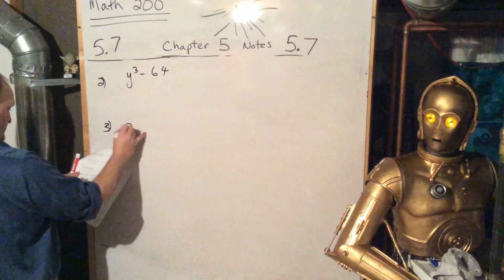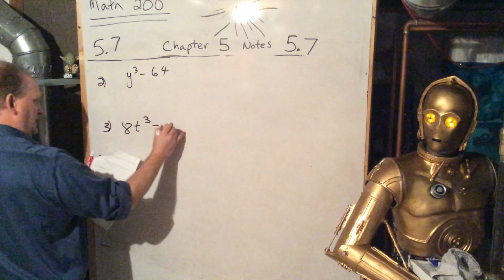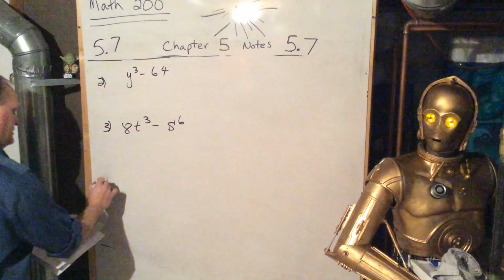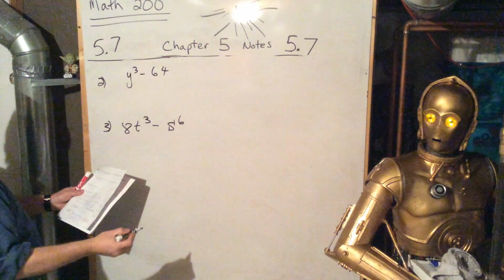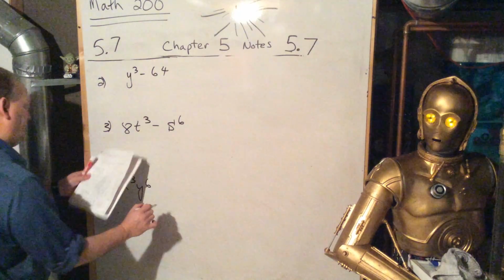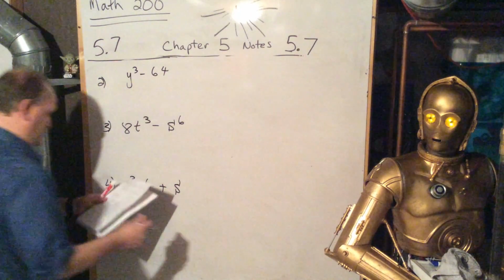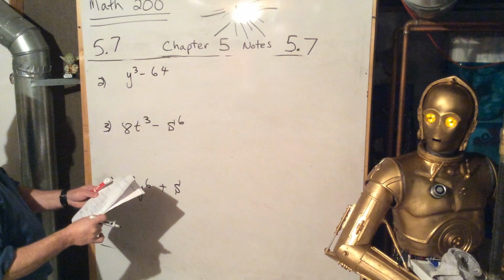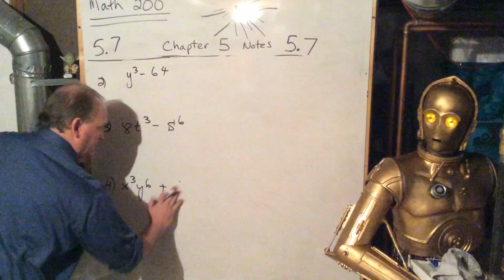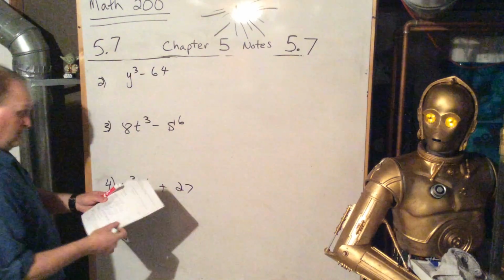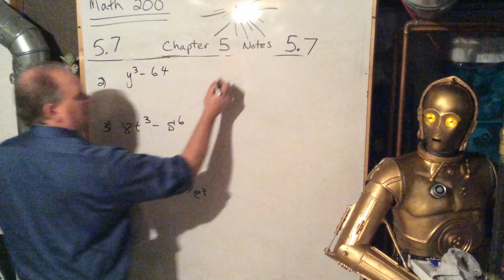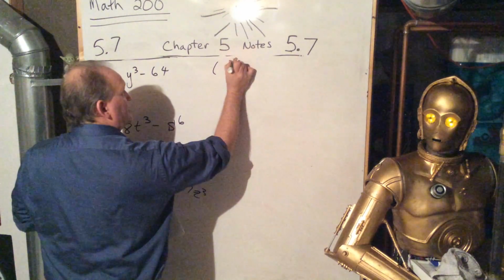And let's see here, we've got 8t to the third plus s to the sixth. And we've got x cubed y to the sixth plus... Oh wait, x cubed y to the sixth, 27. So 27 z cubed. Okay. So look, this one, let's break it down into perfect cubes.